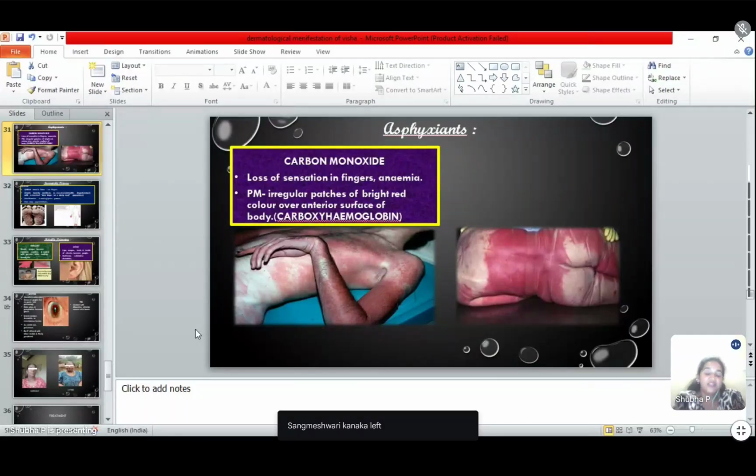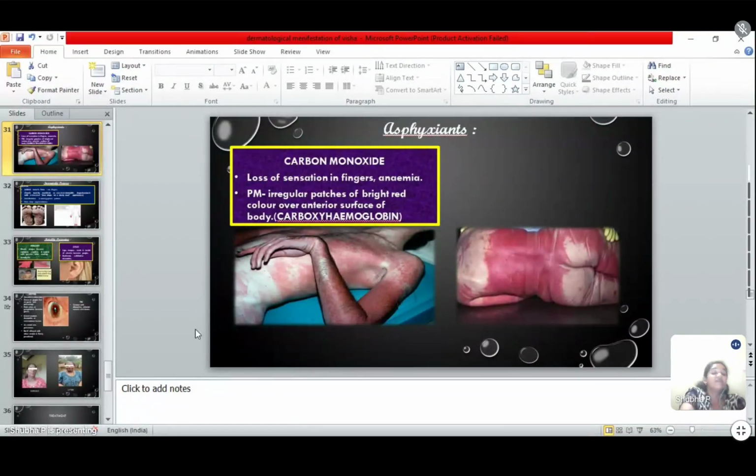Next, asphyxiants. Definitely they bring on very good color change, and are known for post-mortem lividity, that is a cherry red appearance. You might have seen that when a person is alive, cyanosis is a very immediate change, which is well appreciated in a fair complexion person.